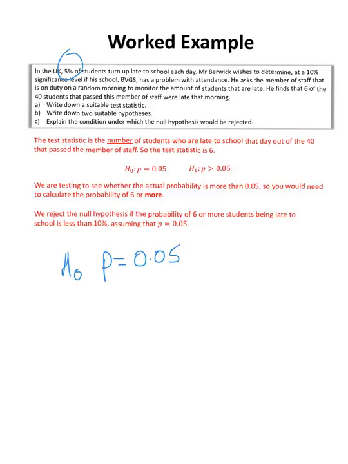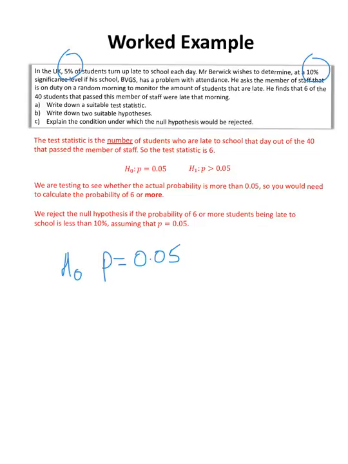Mr. Berwick wishes to determine at the 10% level of significance, that's our threshold, if his school has a problem with attendance. He asks the member of staff that is on duty on a random morning to monitor the number of students who are late. And he finds that 6 out of a sample of 40 students who passed the member of staff were actually late. So we need to write down a suitable test statistic.